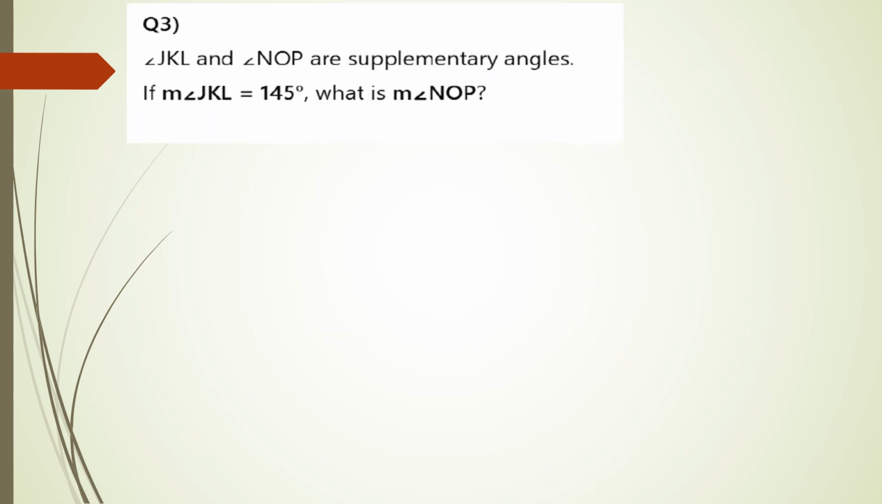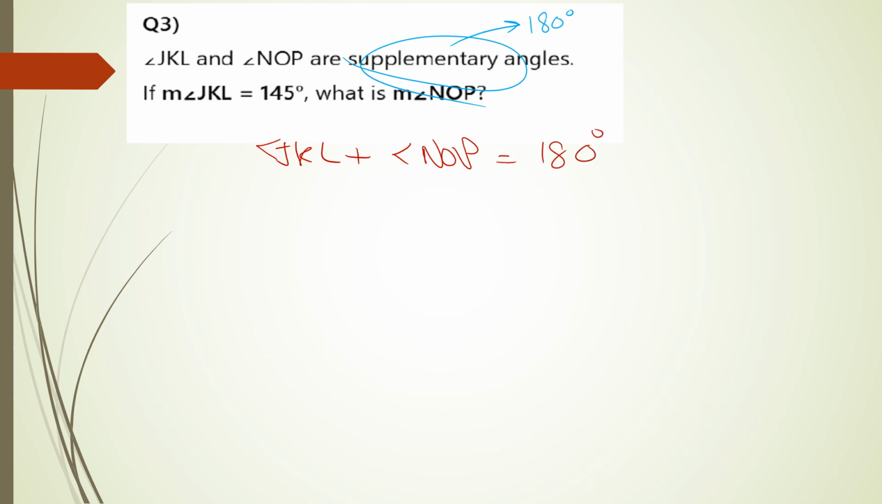Next question. Angle JKL and angle NOP are supplementary. Again, the measurement is equal to 180 degree. So write it down. Angle JKL plus angle NOP equals to 180 degrees. Angle JKL is 145 degree plus angle NOP, you have to find it out, equals to 180 degrees.